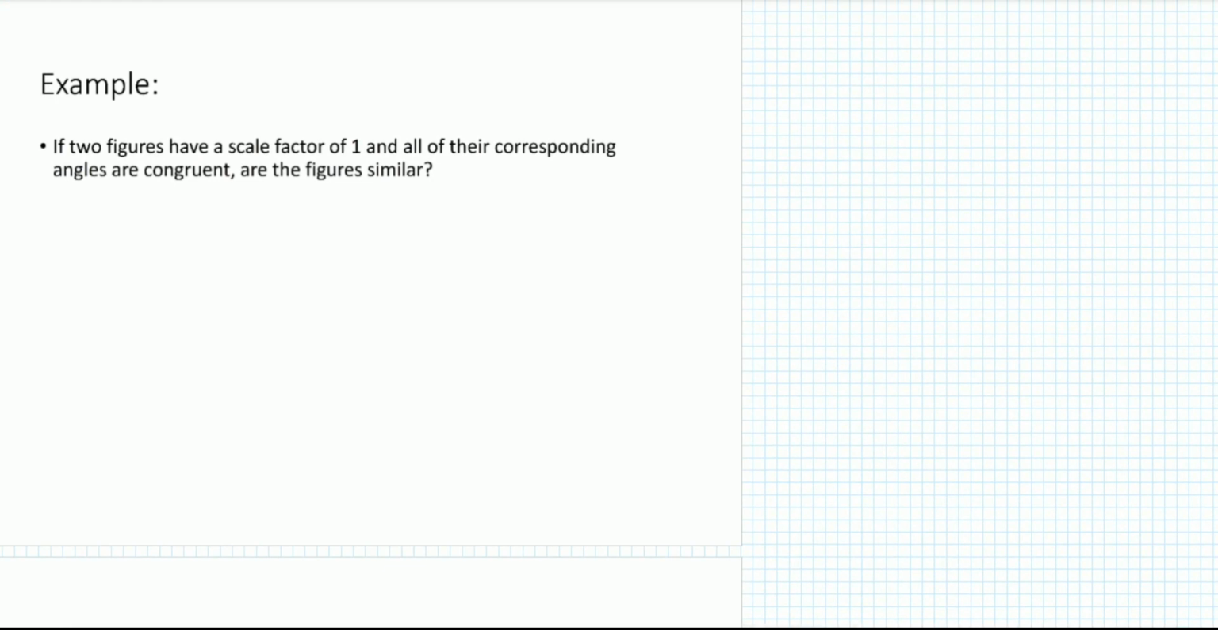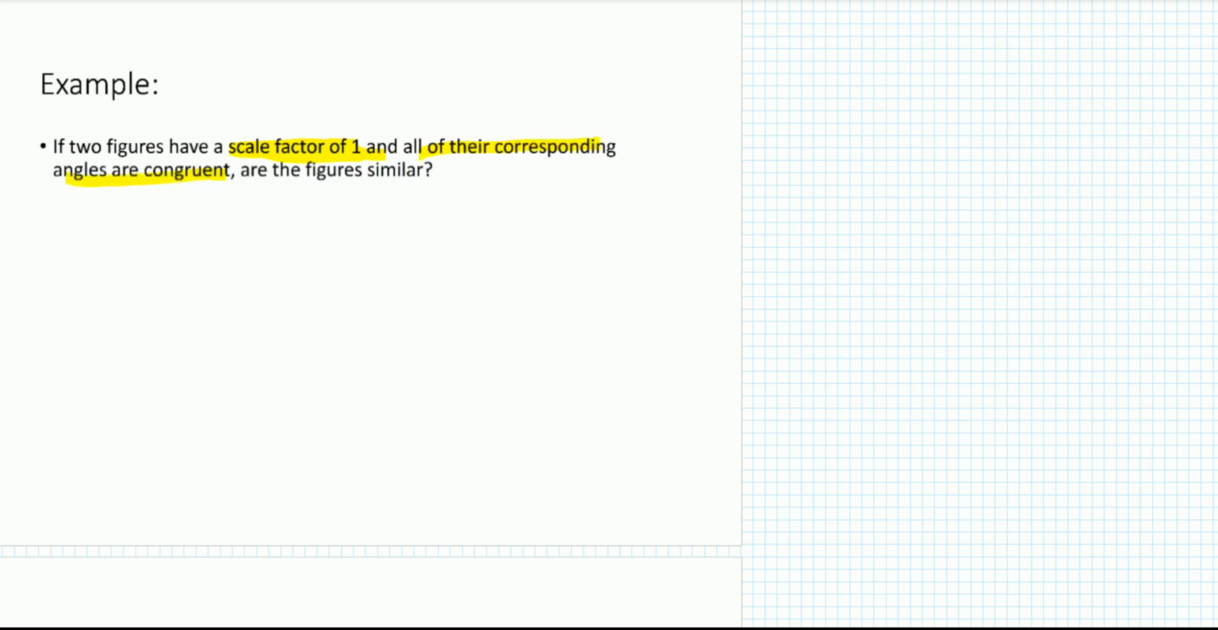For this next example, it's a little bit interesting because you have no shape, so you really have to read and be very careful with it. So you have two figures, and so there is a scale factor. So it does have a scale factor. It's actually equal to 1, which is a little bit different. We haven't talked about it. And then all of their corresponding angles are congruent.